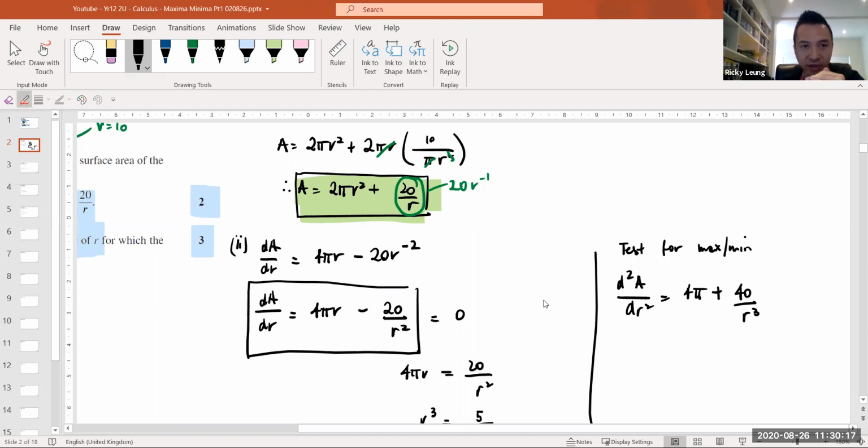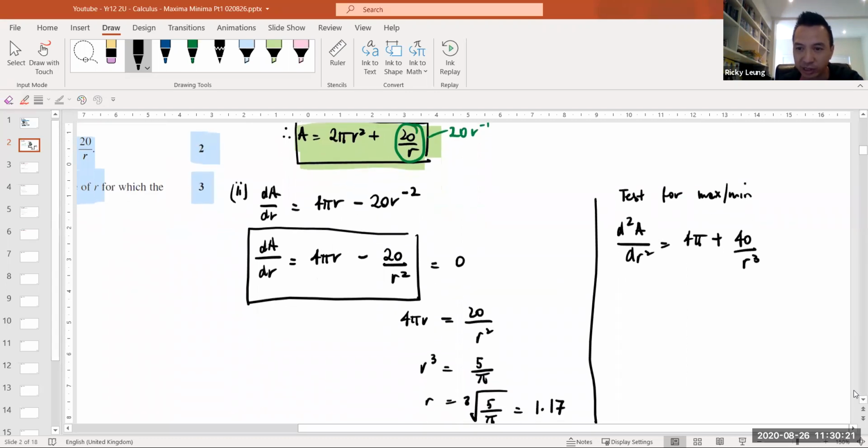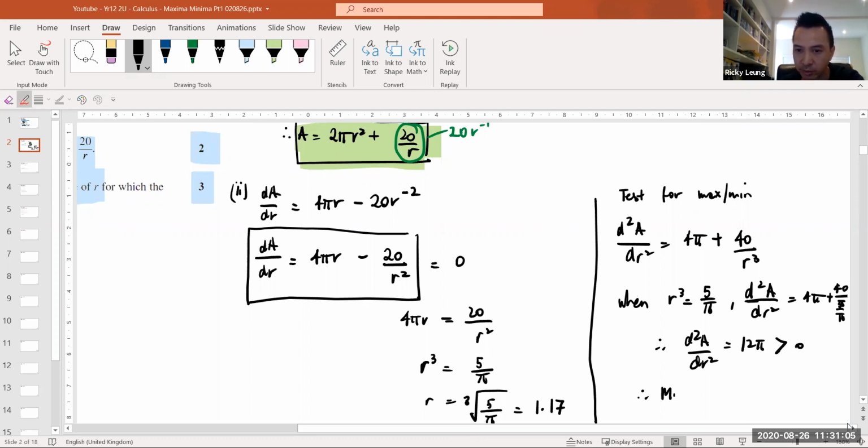Now what do I want for a minimum? I want this value to always be positive, right? You can see that it is, because r cubed there is equal to a positive number. This guy here is always going to be positive. So when r cubed equals 5 on pi, I can sub r in, but r cubed is what I want, so maybe sub that in. Then the second derivative, d squared A on dr squared, equals 4 pi plus 40 on 5 on pi, which I can conclude, therefore, d squared A on dr squared, what's that, guys? That's 8 pi, that's 12 pi, which is always positive. Therefore, minimum area when r equals 1.17.